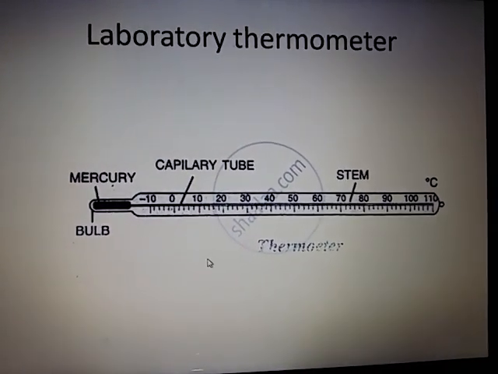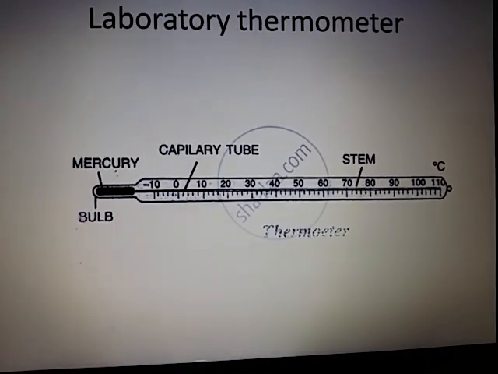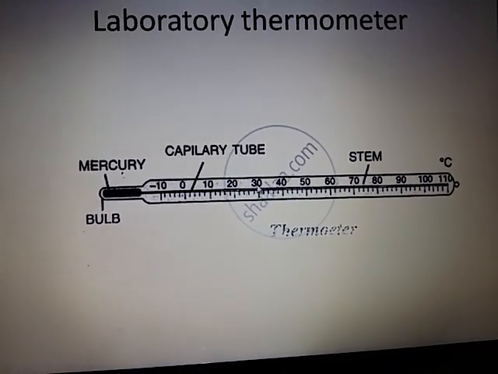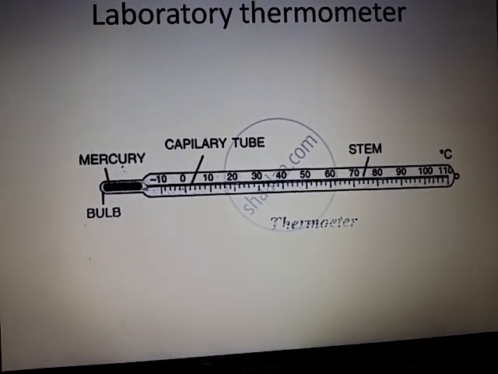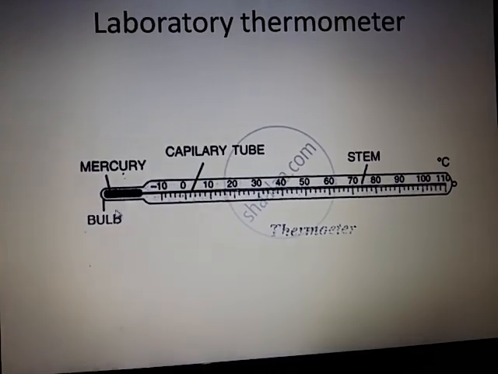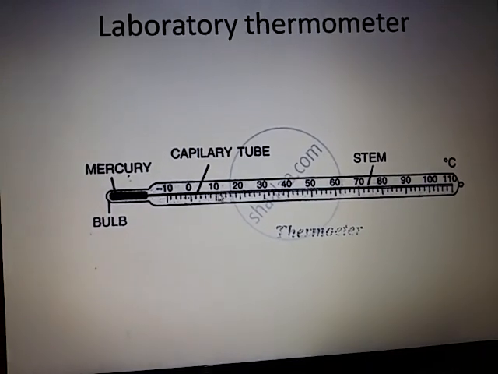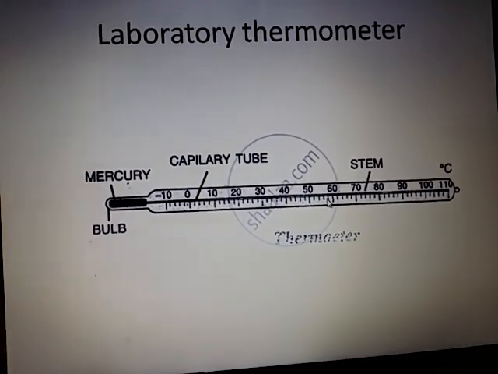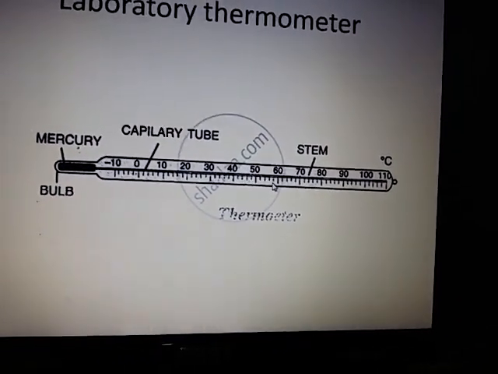So here, this is known as the bulb of this thermometer, and here a black thread, you can see this is the thread of mercury. So when it is placed in a hot object, then due to that heat the mercury expands and rises in this thermometer, so we can get the temperature of that object.